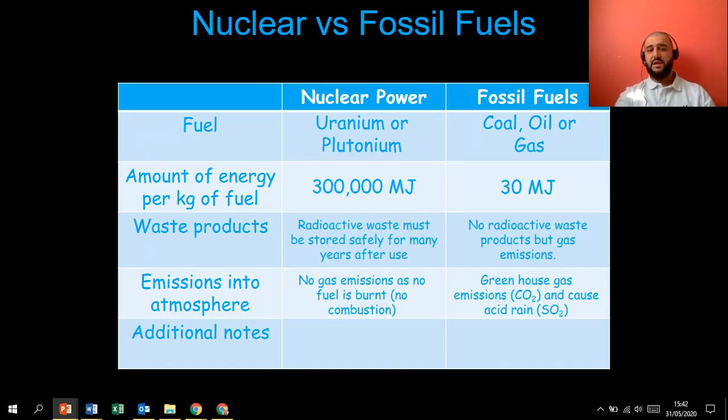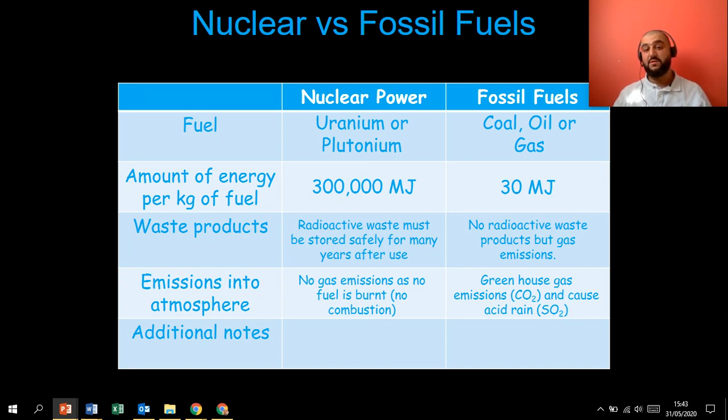Again, this is just a summary of some of the issues here. As you can see with nuclear power, the amount of energy per kilogram of fuel is far higher with nuclear power. And so, even though the startup costs of a nuclear power station are much more expensive, it produces much more energy per kilogram, and so it can be argued that there's a shorter payback time, if you like. The waste products, so environmentally, that's going to be a massive difference.